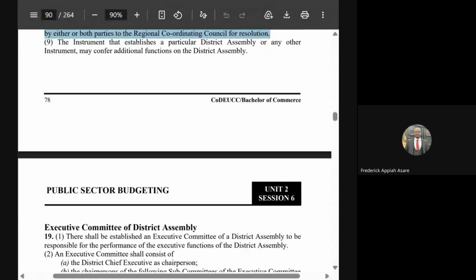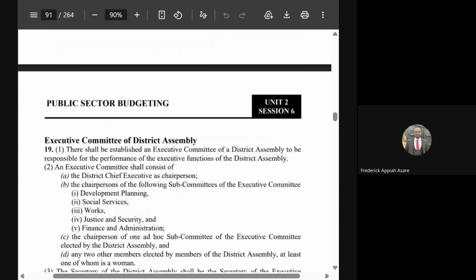The instrument that establishes a particular district assembly or any other instrument may confer additional functions to the district assembly. So aside from the functions that we have stated above, there are some functions that will not be stipulated in the Constitution. However, the person or the instrument or the act that brought the district assemblies into existence can attach other responsibilities that the district assembly is supposed to do.